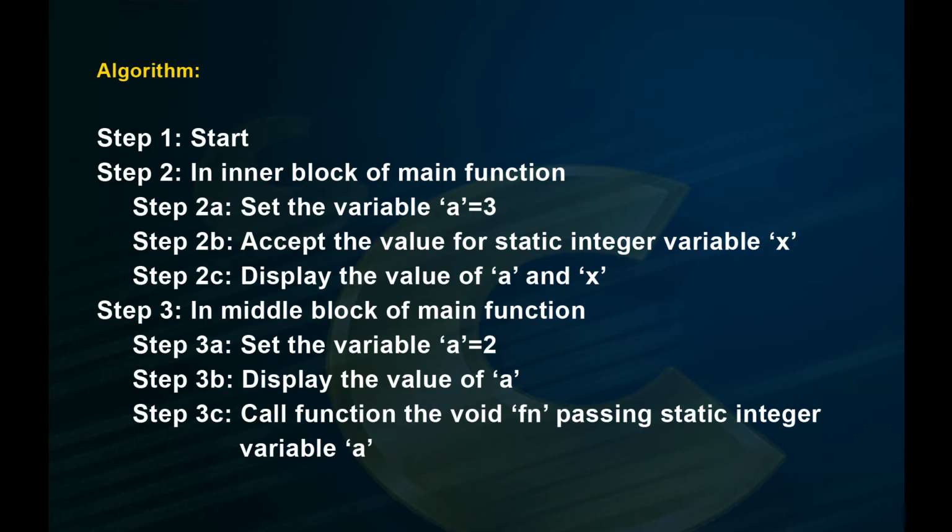Step 1, start. Step 2, in inner block of main function: step 2a, set the variable a equal to 3. Step 2b, accept the value for static integer variable x. Step 2c, display the value of a and x. Step 3, in middle block of main function: step 3a, set the variable a equal to 2. Step 3b, display the value of a. Step 3c, call function void fn passing static integer variable a.